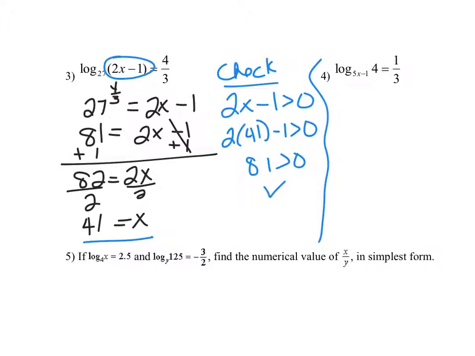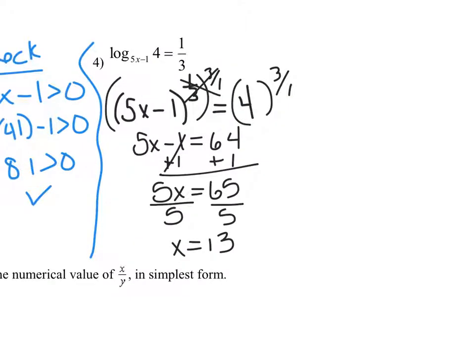Okay, so now let's do this one. Let's switch this log. So this is the base this time. 5x minus 1 to the 1/3 power is equal to 4. All right, try it out. All right, so hopefully solving this was pretty easy. Remember, flip the exponent and then solve. Okay, it was an even, so we didn't have to worry about the plus minus thing.